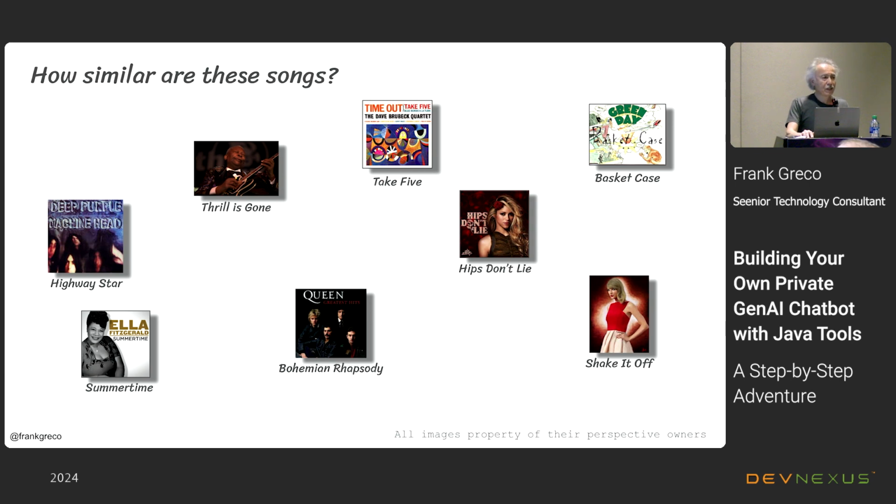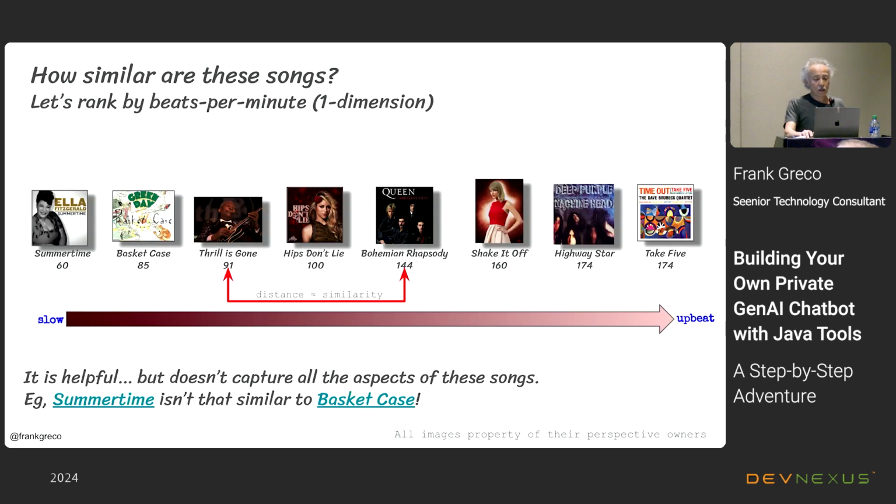Well, let's go by beats per minute, right? So we look at beats per minute. If we go like Summertime, the Ella Fitzgerald, and then we have Highway Star. I listened to Highway Star when I used to run track in high school. But if you look at some of these, to the left, you have Summertime and Basket Case. So you have a pop punk song next to a jazz song, and they're only like 25 beats per minute away. Well, yes, they are similar, but not really that similar. So that's only one dimension.